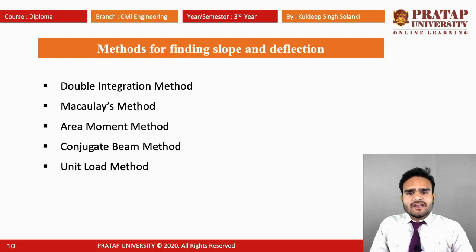Next are some methods of finding slope and deflection: double integration method, Macaulay method, area moment method, conjugate beam method, and unit load method. These are all the methods to find the slope and deflection at different positions on simply supported beams, cantilever beams, or different types of beams and loadings. For the diploma course, only 3 methods are in the syllabus: double integration, Macaulay method, and area moment method. In the next lecture, we will discuss double integration, Macaulay, and area moment one by one.